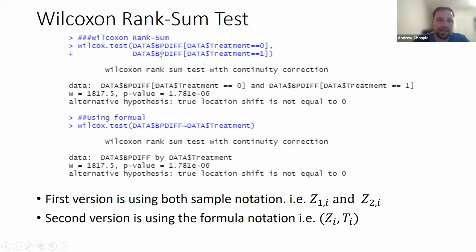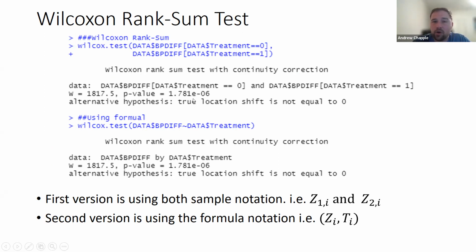And I can do this in 2 ways. One way is I just plug in all of my data from the first treatment group and the second treatment group. Again, I'm indexing here the blood pressure differences. I'm grabbing the zeros, I'm grabbing the ones. Or I can also use a formula, BP diff tilde data treatment. That's a formula. They both give you the same answer.